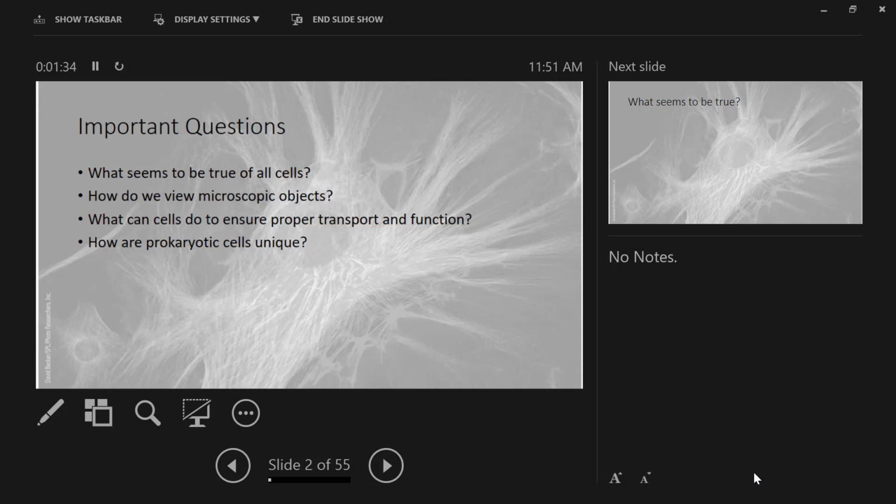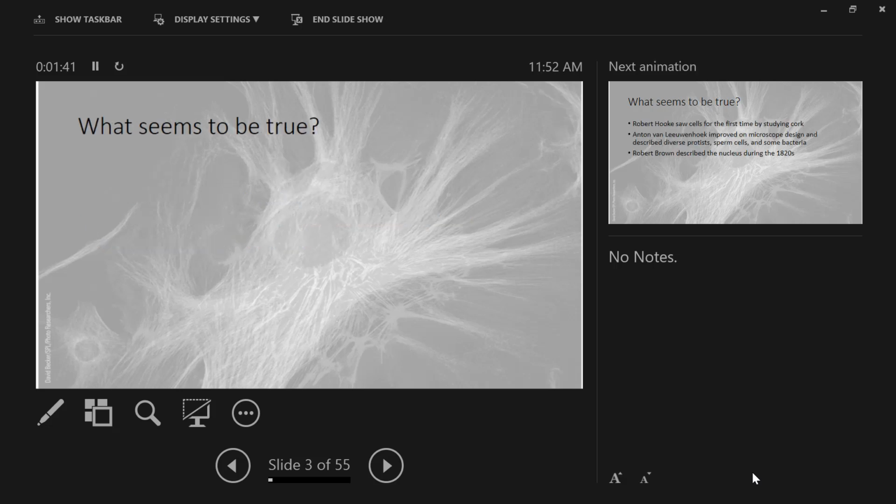How are prokaryotic cells unique? All right. Okay, so what seems to be true of all cells?